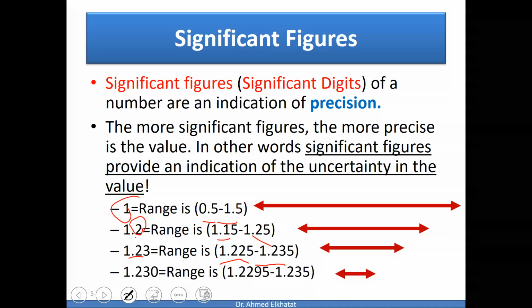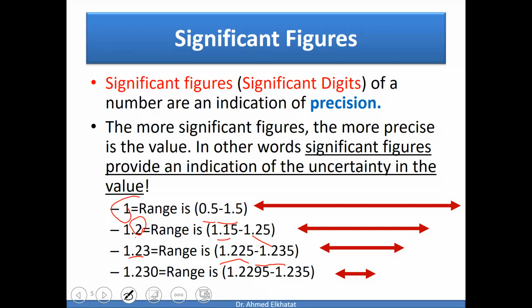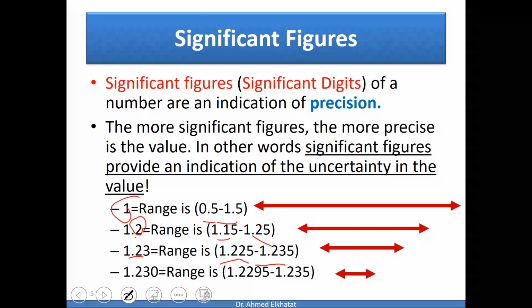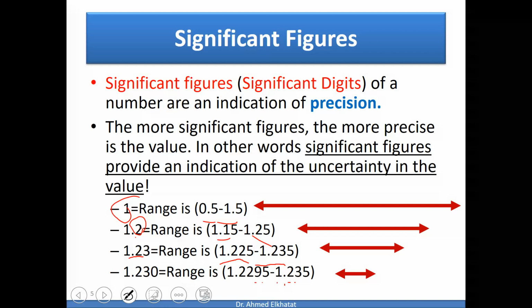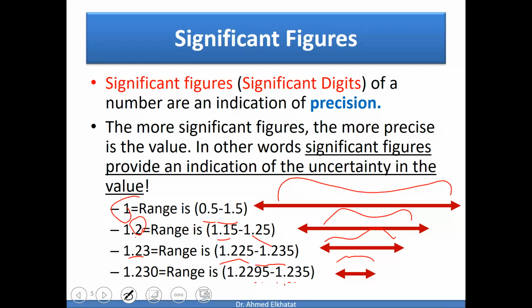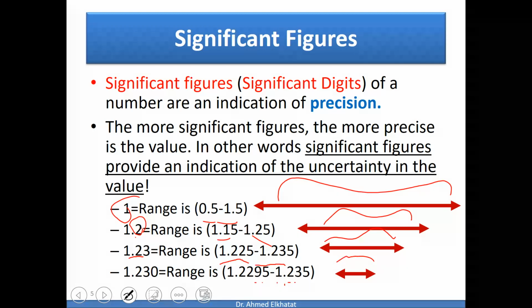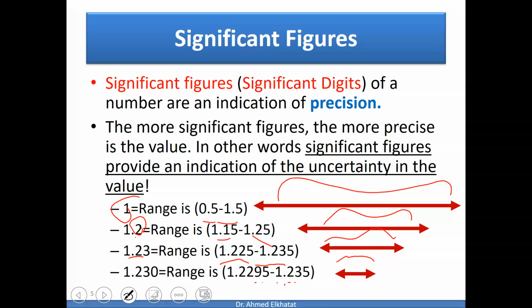If you have 1.235, then my range is 1.2345 and 1.2355. So you can see the uncertainty becomes less, or the range becomes smaller, as I have more significant figures. So when you say you have a measured value, remember that significant figures are used for measured values, not for counted values.